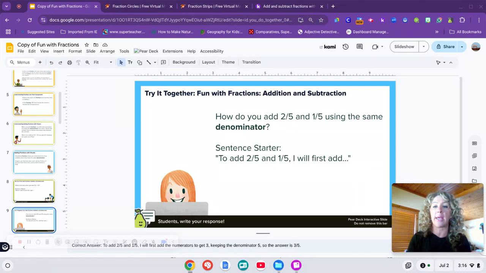So we are going to add, and we have a sentence starter there. To add 2/5 and 1/5, I will first add, what do we add first? So go ahead and write that in there. What are the 2 numbers that we're going to add first?